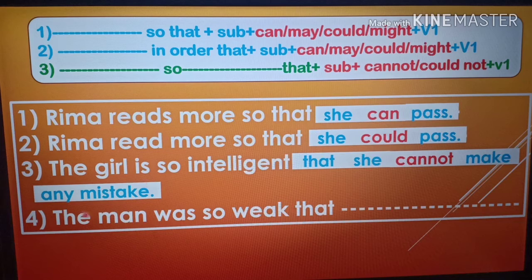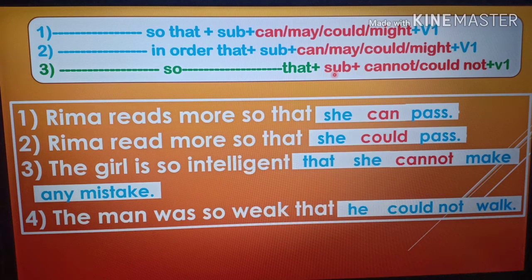And then the last one, the man was so weak that. This is in past indefinite, so we have to use subject at first. The man was so weak that, this is in past indefinite, so we have to use could not. He could not walk. The man was so weak that he could not walk, and we have used he here instead of the man. The man is noun, and we have to use here pronoun. So dear students, to complete these incomplete sentences according to these rules, you must memorize the structure.